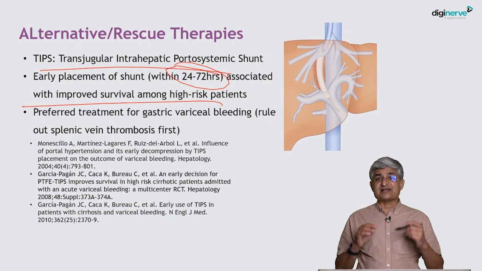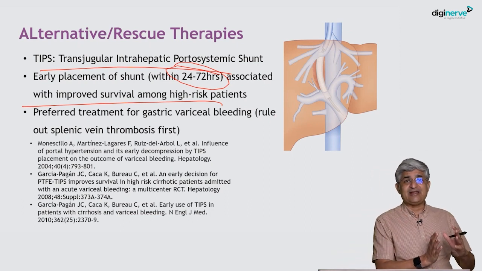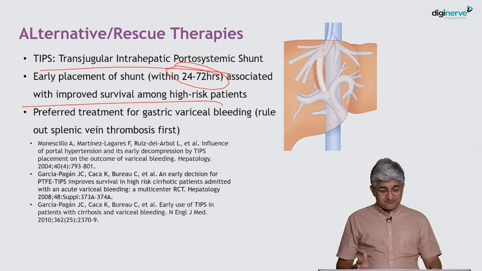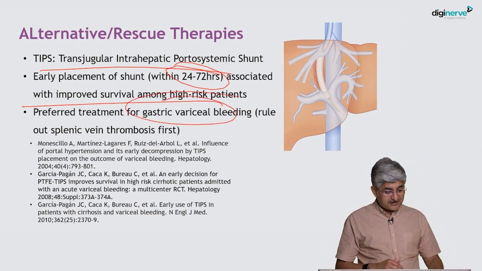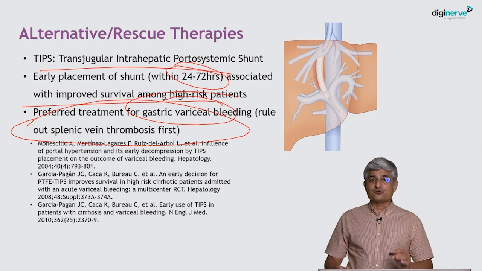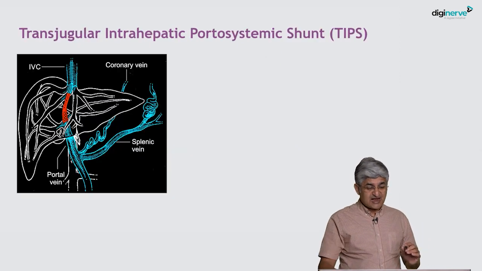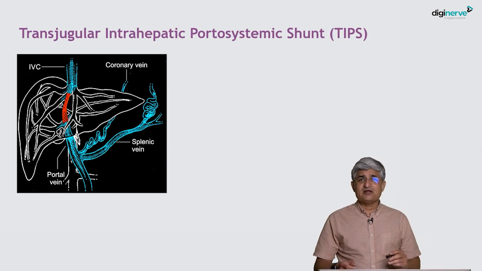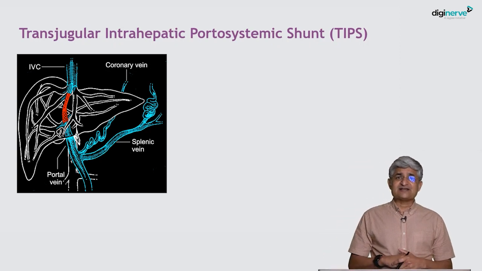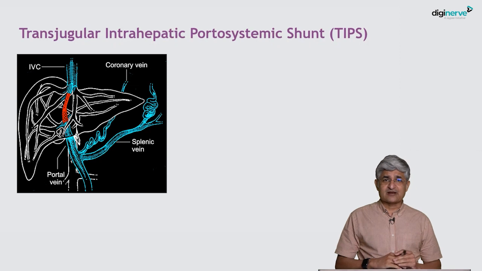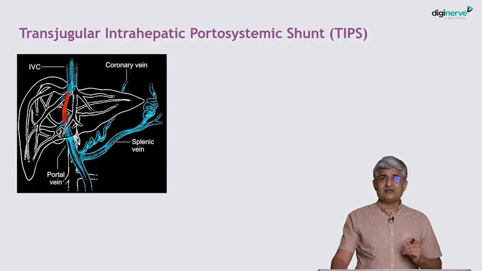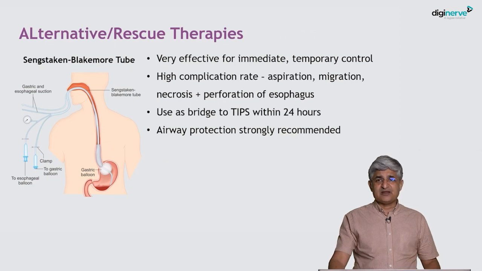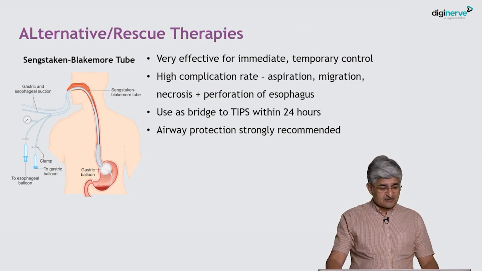But mind you, these are rescue therapies in case the banding or the medical management or sclerotherapy fails, and the preferred treatment of gastroesophageal bleed is most important. You should rule out a splenic vein thrombosis as the first important part. TIPS is also one of the treatments to be considered. Of course, it requires expertise. It's a costly mode of therapy, and it should be considered only in those patients where there's a refractory amount of bleed, or surgical therapy, or the age-old Sengstaken-Blakemore tube.